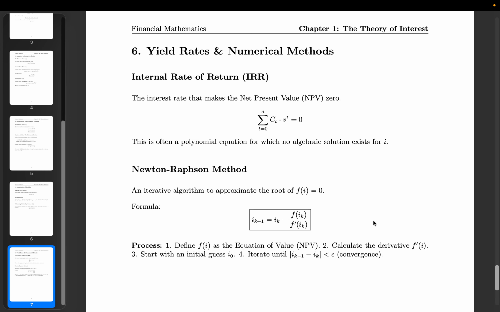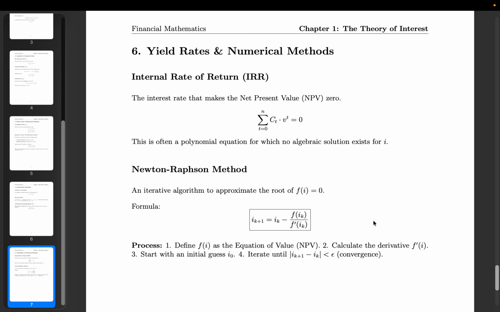Let's say you invested $100 today and get $10 next year, $20 the year after, and $150 the year after that. You end up with an equation that looks like $100 equals $10 multiplied by v, plus $20 multiplied by v^2, plus $150 multiplied by v^3. And remember, v equals (1 + i)^{-1}.